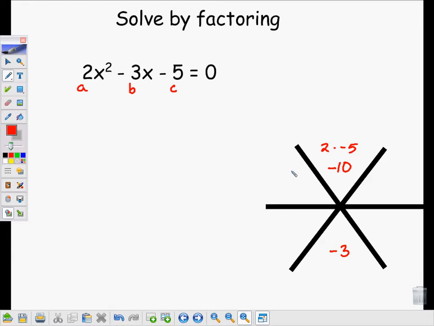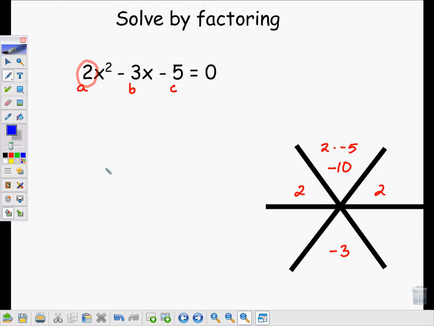And then my A term again goes on the left and right top portions of the star, 2 and 2. Now remember, if there's no number out in front, if it's just the x squared term by itself, that A term is 1. So I would put a 1 here and a 1 here. But I do have a number there. So now let's go ahead.